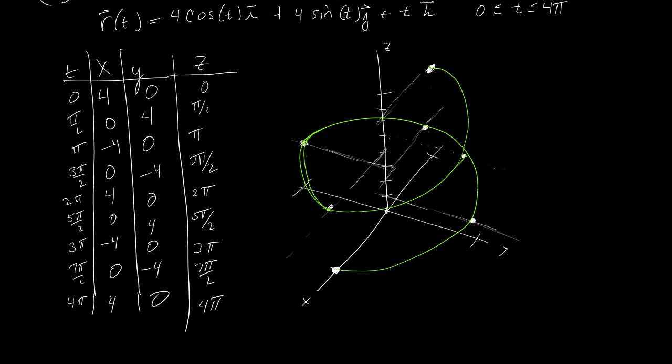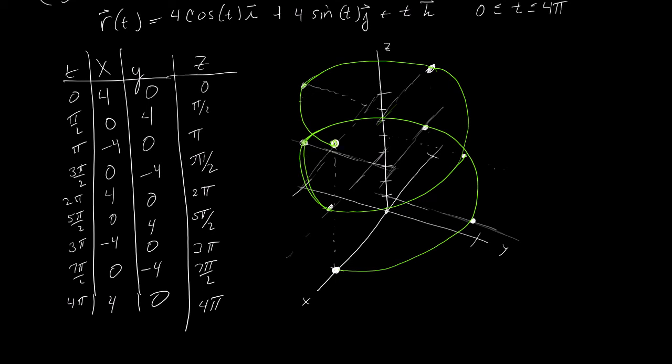And then we keep going. We have (0, -4, 7π/2). So that'll be approximately here, I think. 7π/2. Oh, no, not high enough. Need to be here. Okay. And then our last point is at (4, 0, 4π). So now we're all the way at the top. And we come straight up from 4 here to intersect that. And there's our last point. So now I can close the curve.